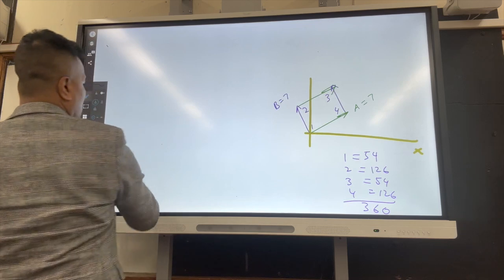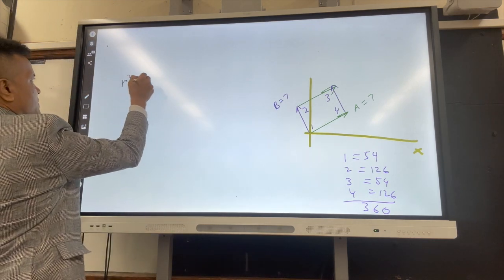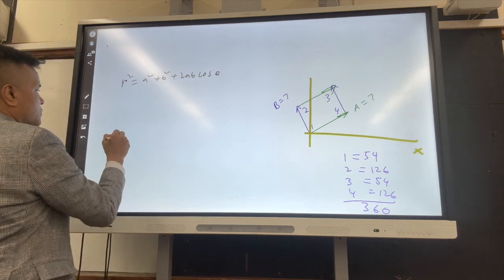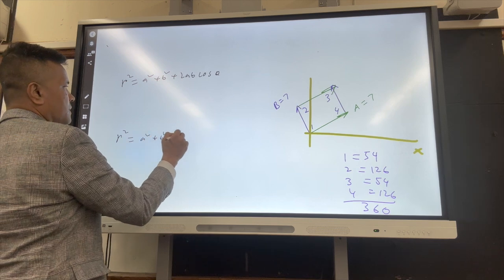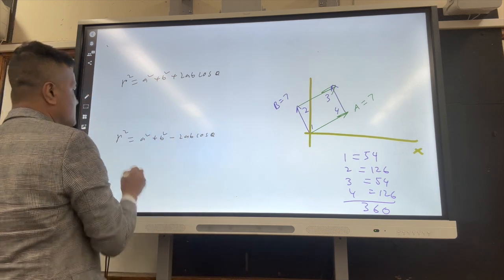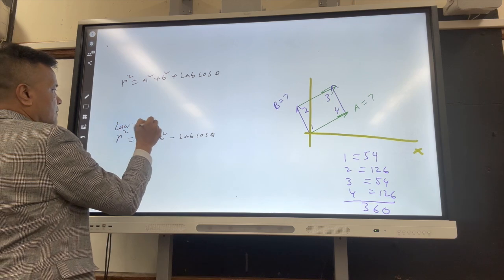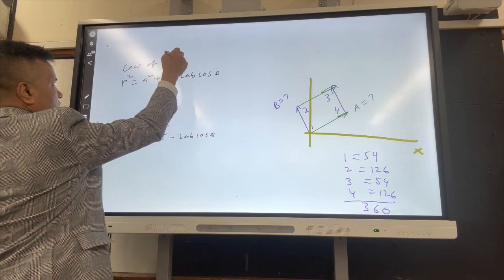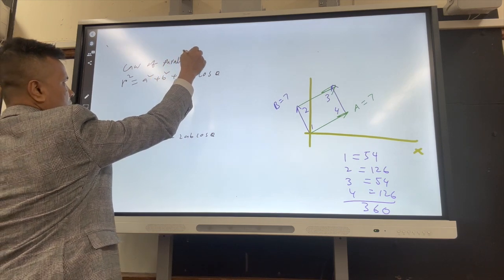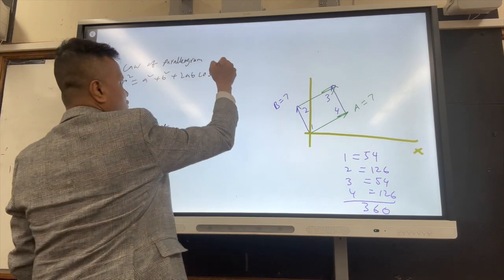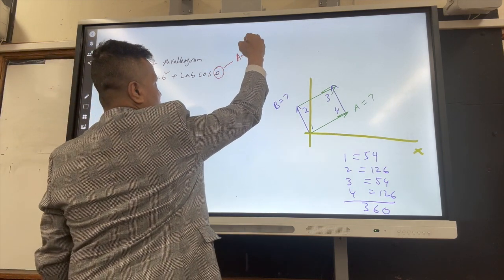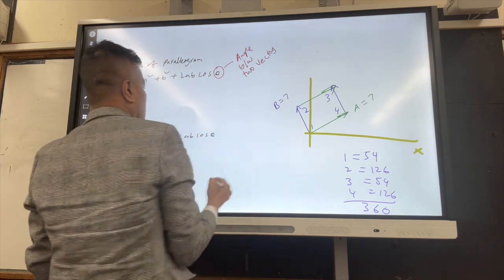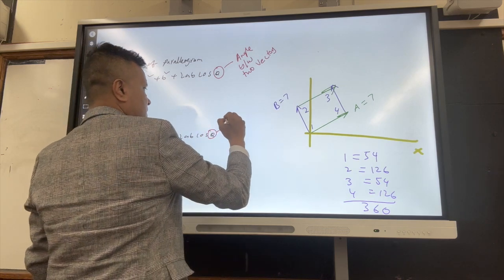Now you can solve this problem two different ways. R squared is equal to A squared plus B squared plus 2AB cosine theta, and R squared is equal to A squared plus B squared minus 2AB cosine theta. This is the law of cosines. This is the law of parallelograms. The law of parallelograms uses the angle between two vectors. The law of cosines uses head and tail.